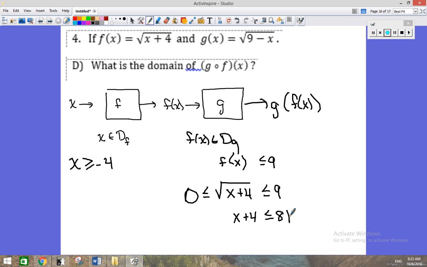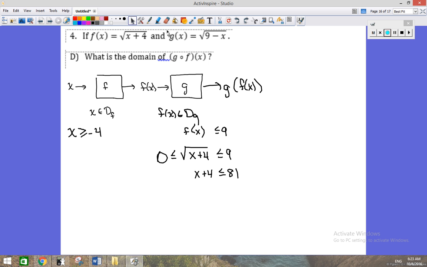And when I square a radical, the radical goes away. When I square 9, 9 times 9 is 81. If 81 minus 4, 77? Yeah.